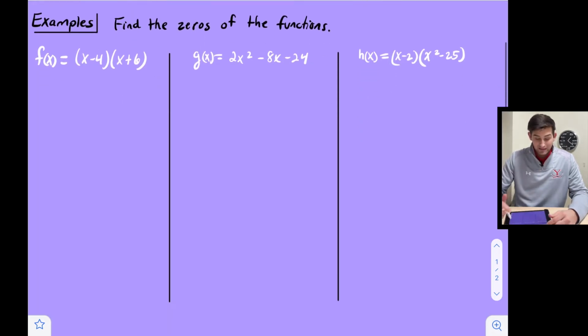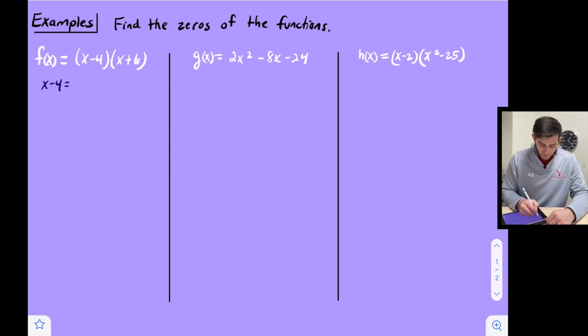The first one, nice and easy, is already in factored form for us. Really what we're trying to do is set this equal to 0. So we're going to say 0 equals x minus 4 times x plus 6.